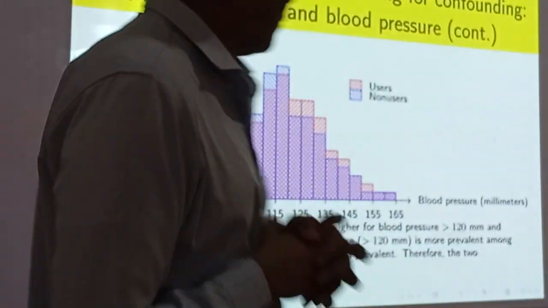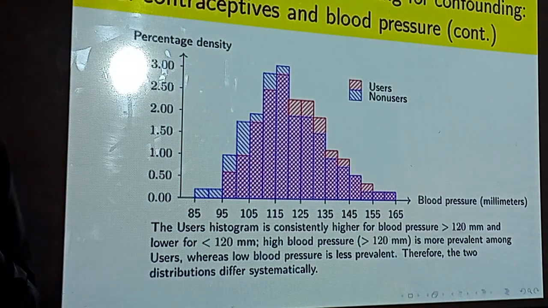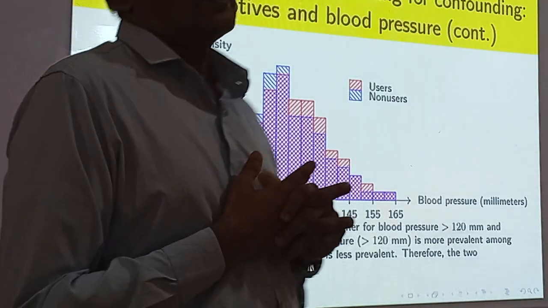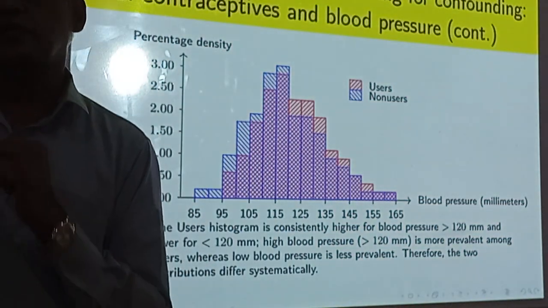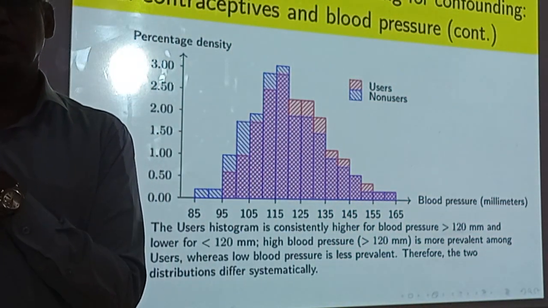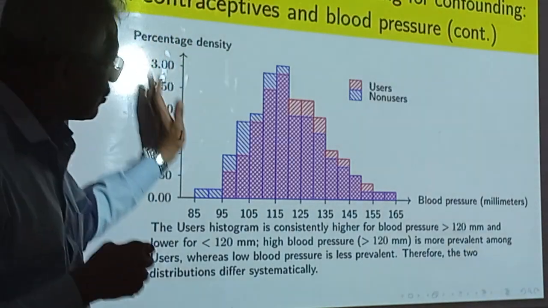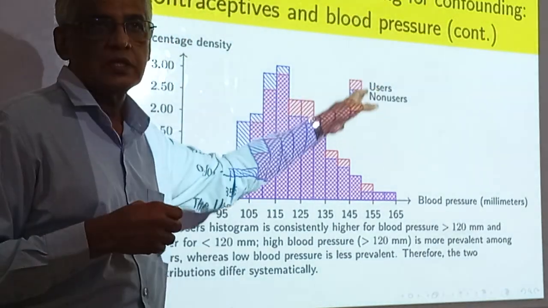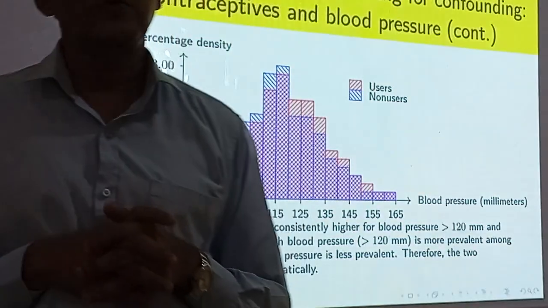Actually, in this case also, we may be able to think of at least one other variable which is a possible confounder here. That means another variable which is related to the blood pressure as well as to whether they are using the pill or not. That kind of variable is called a confounding variable.